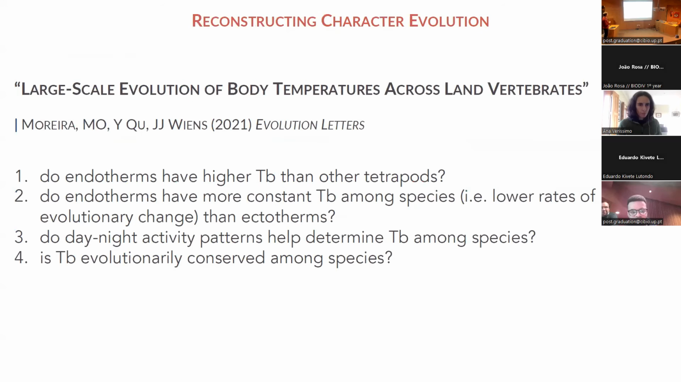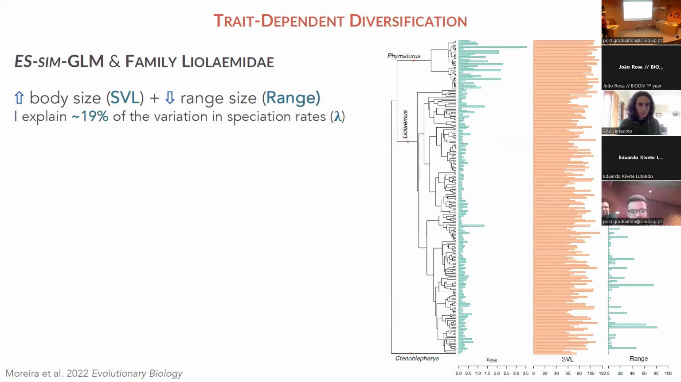And by using ES in GLM and the family Liolaemidae, which is a family of lizards that radiated in the Andes, we were able to show the coupled effect of both body size and geographic range size, explaining 19% of the variation in speciation rates. We show that larger species coupled with smaller range sizes were linked to faster speciation. This can be largely explained by the genus Phymaturus, which you can tell has faster diversification and speciation, coupled with relatively larger body sizes and also smaller geographic range sizes. So this is a very simple and straightforward way of testing the role of a trait on diversification.